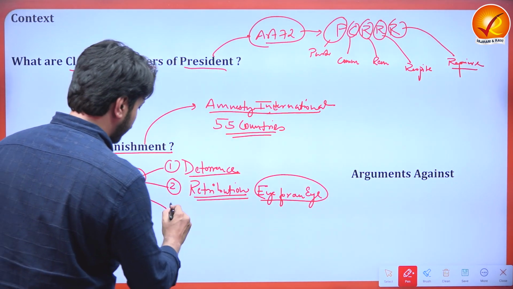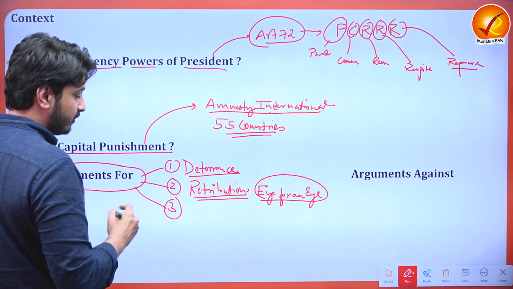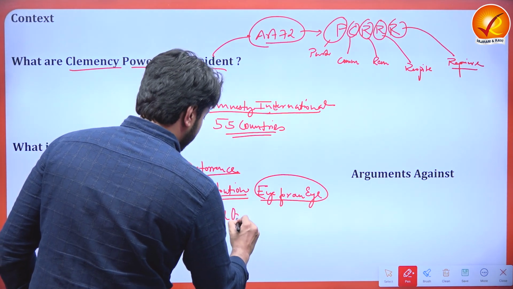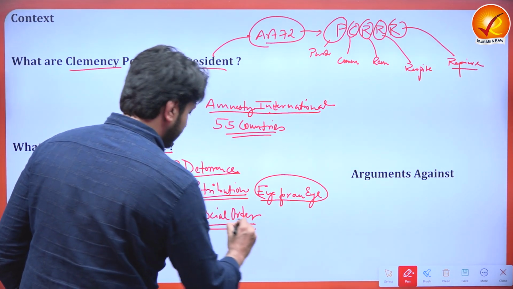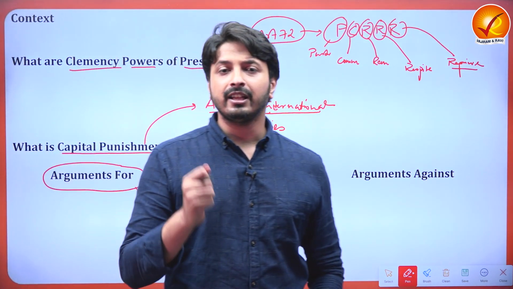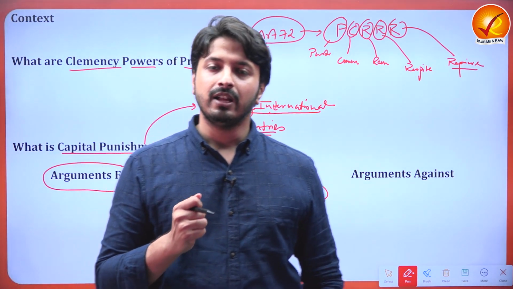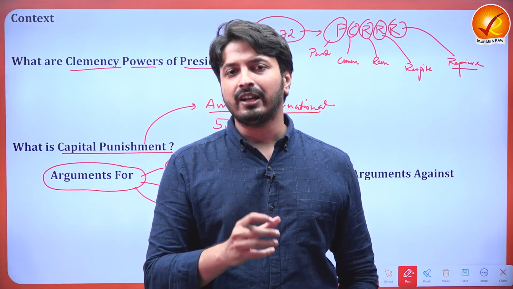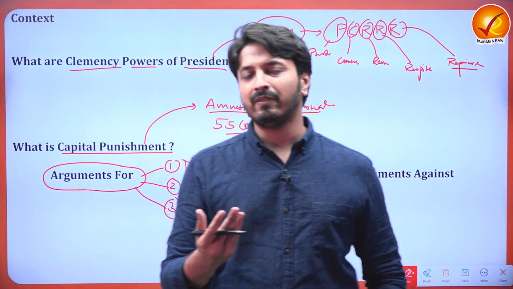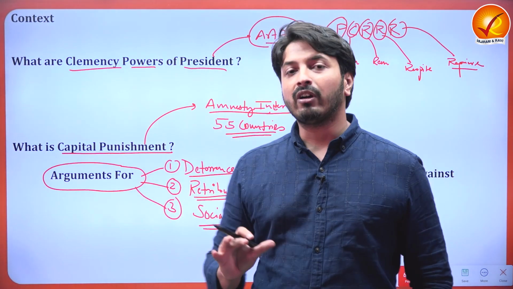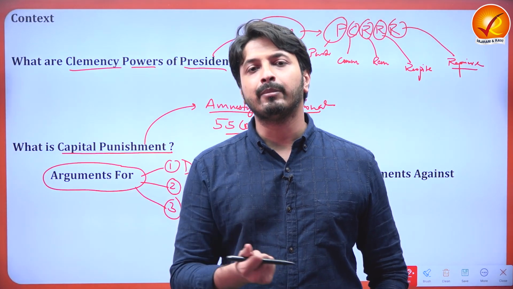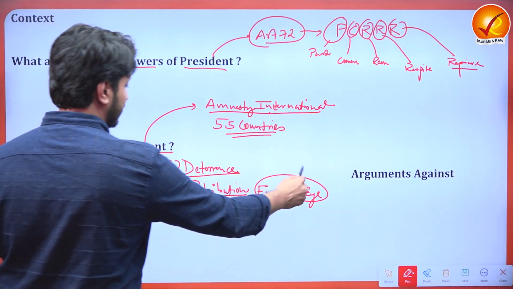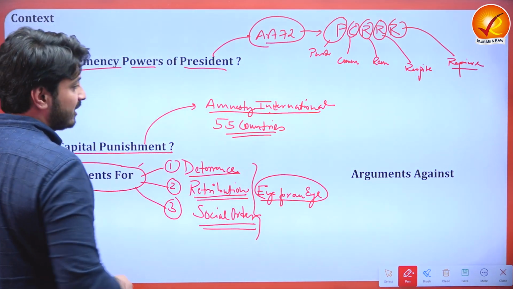And the third important point which the proponents of capital punishment often quote is the maintenance of social order. The people who are convicted of committing such heinous crimes are not to be present in that society, and because of capital punishment, since these people will be dead, the entire social order will be preserved, since they will not be able to commit similar kinds of crimes. Okay, these are the major three arguments for the continuation of capital punishment.